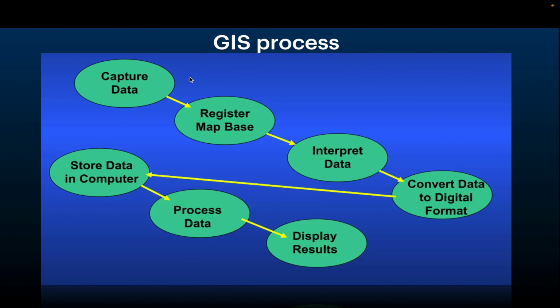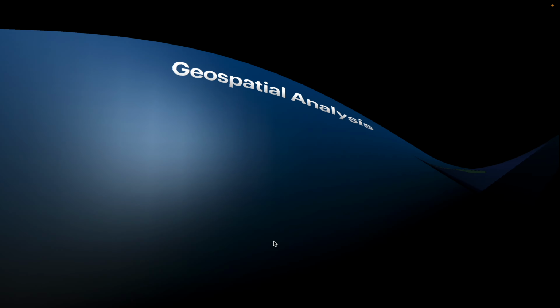So the GIS process is like conventional research: you capture data, then you register the map base, you interpret data, you analyze it, you convert to digital format, store data, you process data, analyze, and display the result. This is the whole process of GIS.